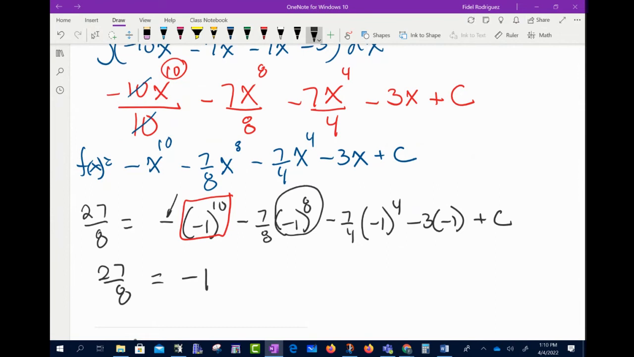Negative 1 to the 8th, wouldn't that also be a positive 1? But multiplying by negative 7 over 8, don't I have a negative 7 over 8? Okay. Negative 1 to the fourth is still positive 1, but times the negative 7/4 is a negative 7/4. What about negative 3 times negative 1? Positive 3 plus C. Y'all, what's the only letter that I don't know at this point?